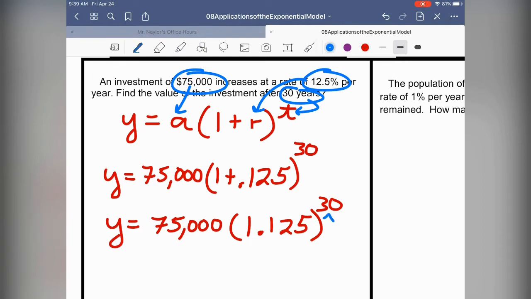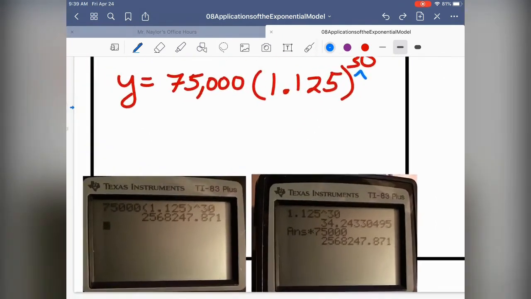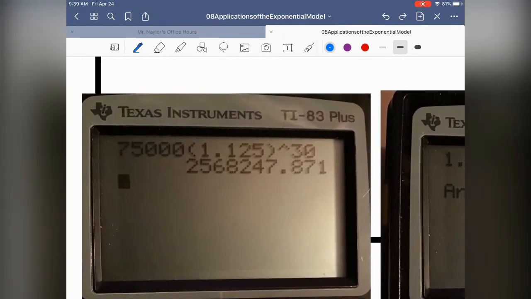On some of your calculators, the exponent key is going to look like this caret top button. On some of your calculators, it's going to look like a y to the x button. And make sure that you just know your calculator so that you can type in the exponent. On my calculator, it's going to look like this, where I can type in 75, 1.125 raised to the 30th power. And we end up with this really big number, 2.5 million. Yes, you would have $2.5 million.